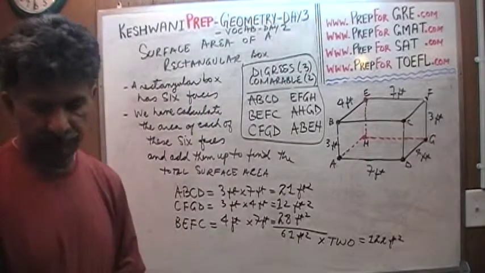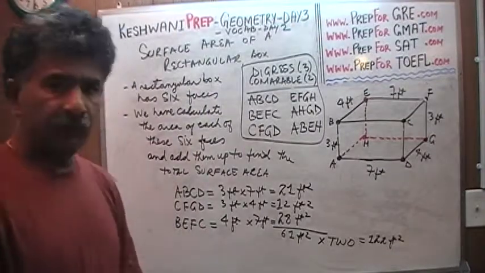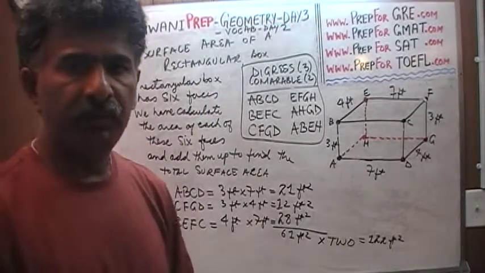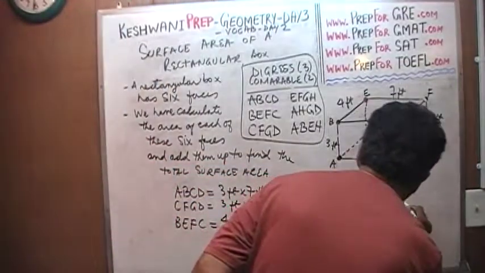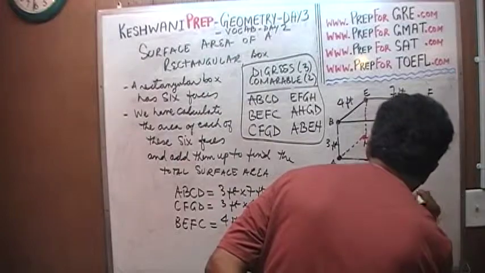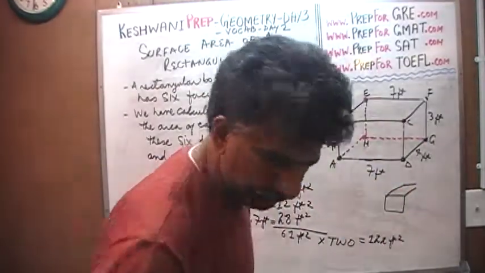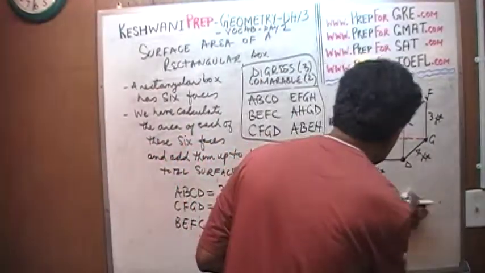122 square feet. How do you figure out the area of a cube? A cube, surface area of a cube. I'm not doing a good job drawing a cube here.